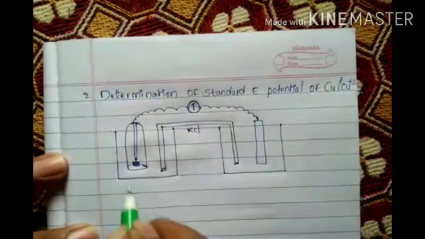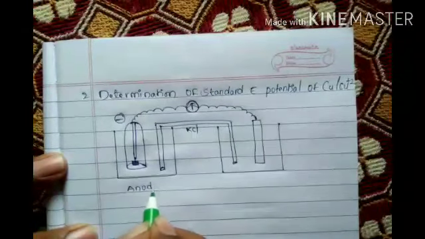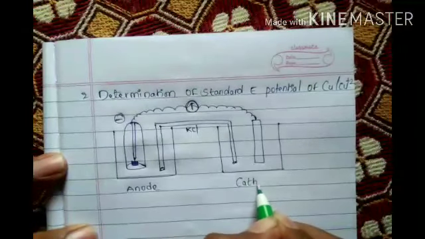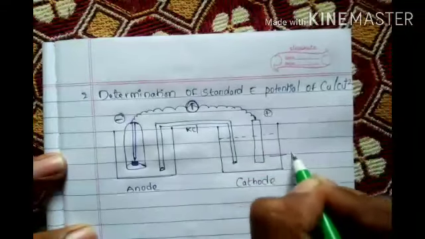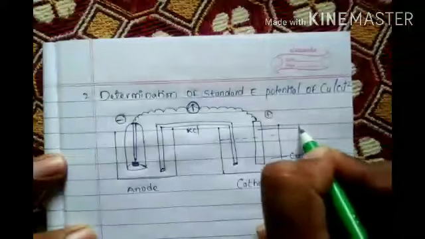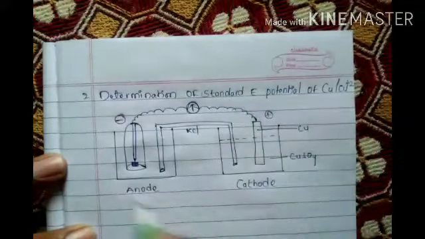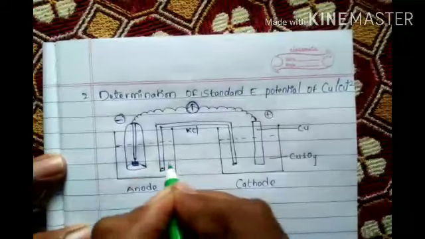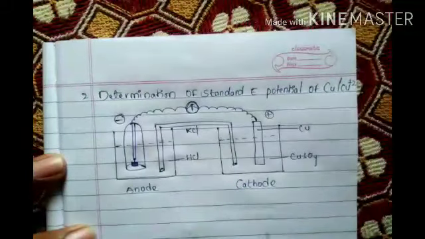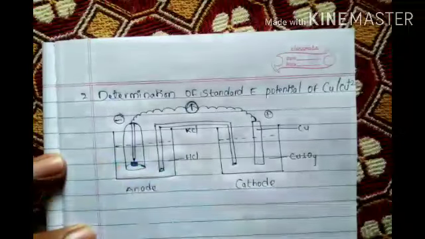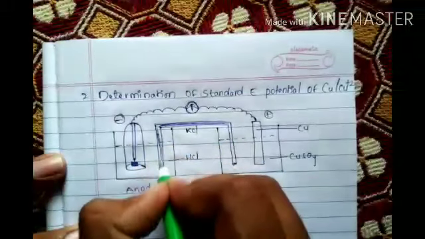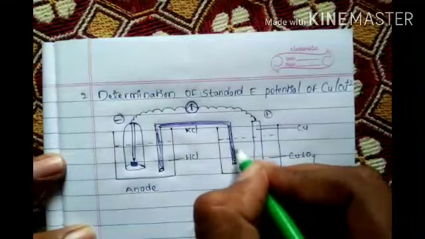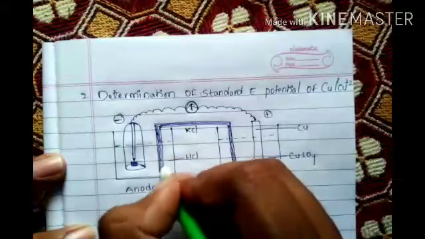So here what are we taking? Anode, cathode, and what solution are we taking? CuSO4 solution we are taking and Cu rod we are taking. Cu rod, CuSO4 solution, and here HCl we are taking, and H2 gas we are taking, leave that, and the salt bridge is KCl. KCl fills this U tube.